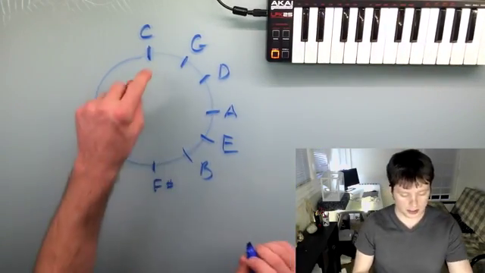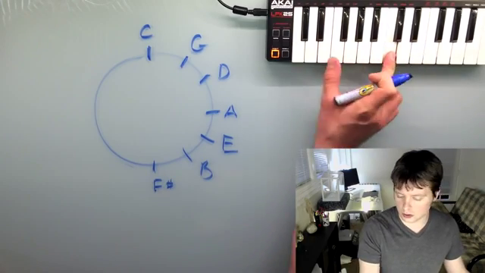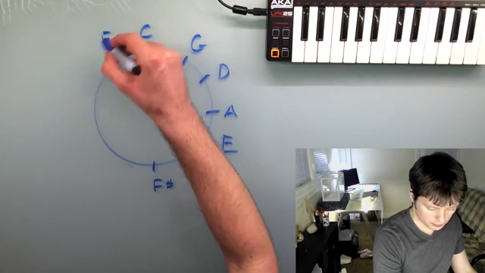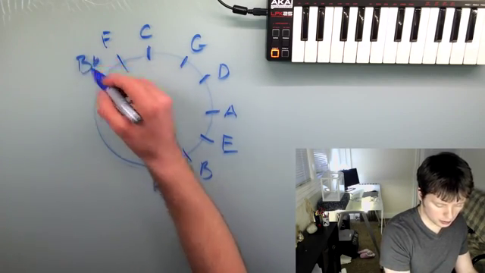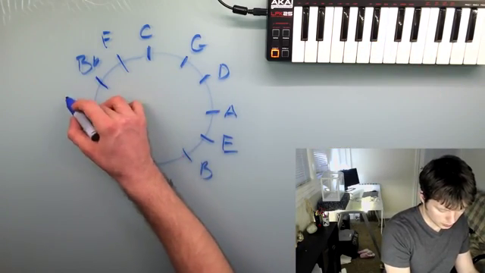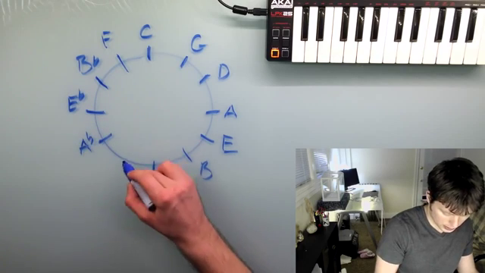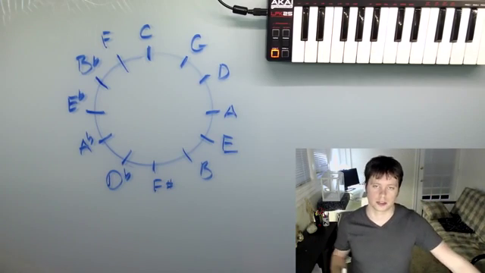So we'll do that. If you go back to C, and then you go down by a fifth, you wind up on F. So F is the next note. And then from F, you get B flat. Same kind of thing, you gotta be careful there. F to B flat. And then if you keep going, you would get E flat, A flat, and D flat. And there you go, there's a circle of fifths.